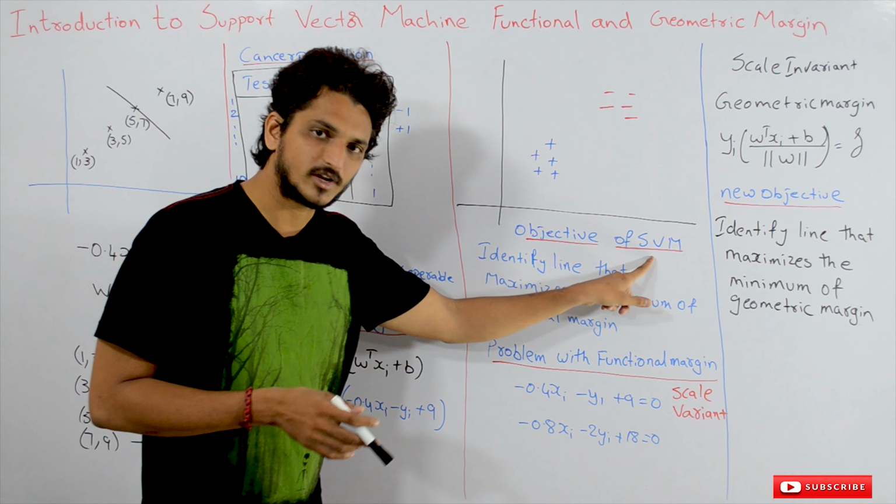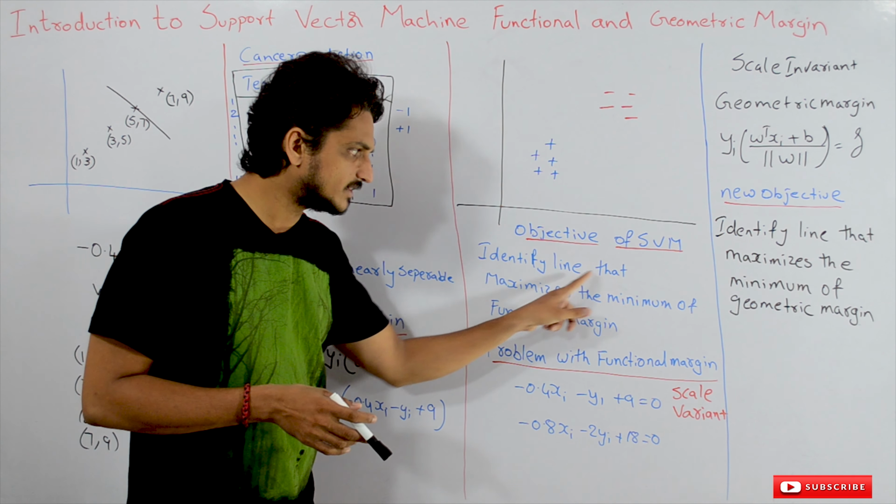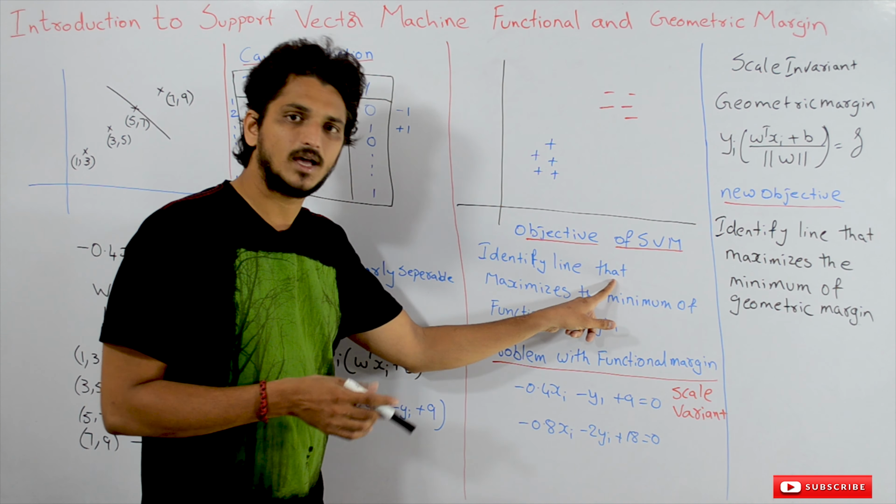The objective of support vector machine is to identify a line that maximizes the minimum of the functional margin. You won't understand this definition now. We will discuss it clearly and show graphically what the objective of SVM means. First we have to understand what is meant by functional margin. The functional margin, gamma hat, is given by this equation: yi times (w transpose xi plus b). This is the equation for functional margin. We will understand it graphically.